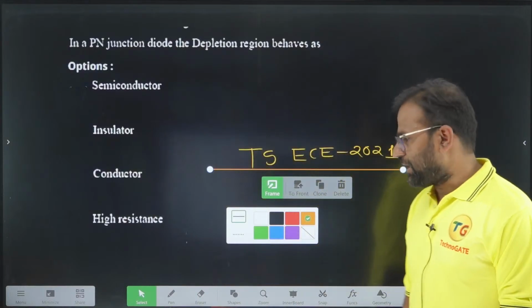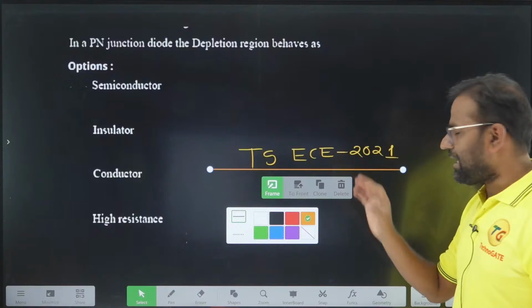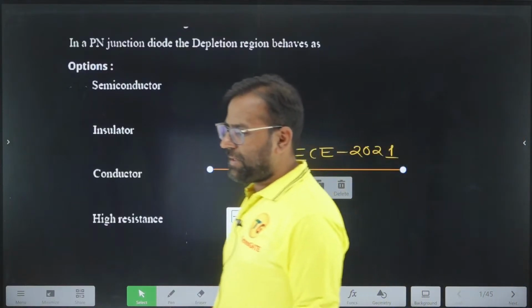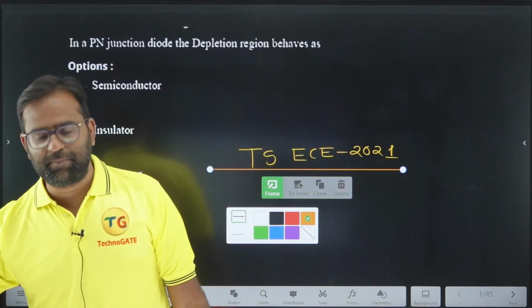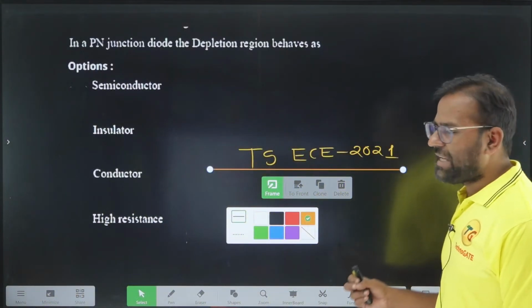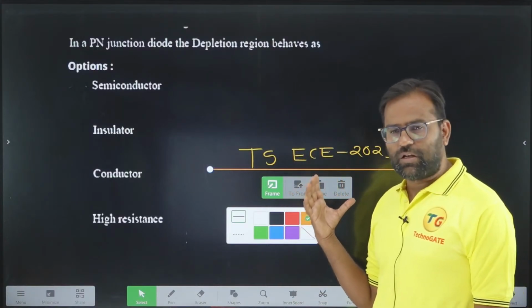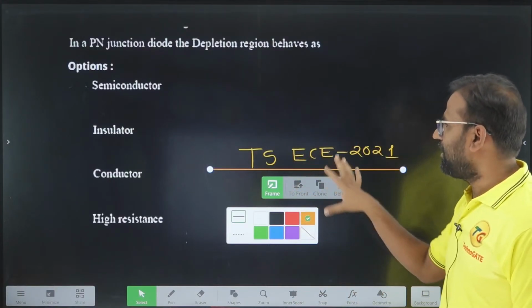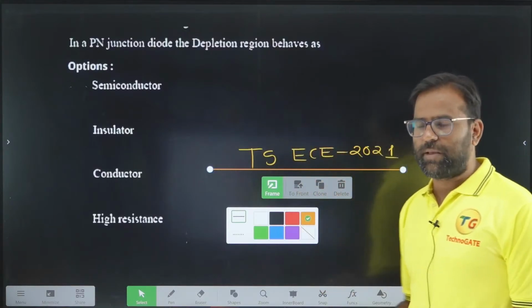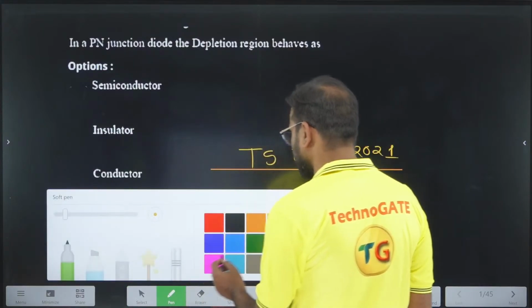Hello and welcome to the Technogate. In this session, I am going to solve the Telangana State EC 2021 paper, and we will try this paper for electronics engineering. This is a previous year paper, so you can check your concepts. With these questions, I will tell you the logic behind them and everything related to them, so that you can make your concept clear. So let's start with the first question.